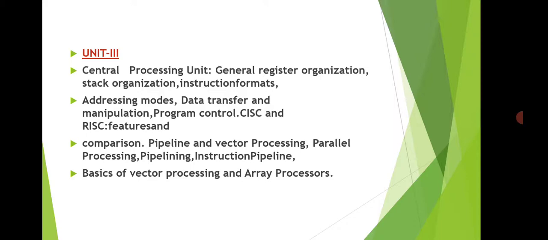So in general, I can divide this third unit into three different parts. One is the general CPU: the basic structure of the CPU, the registers, instruction formats, addressing modes and different instructions. The next is RISC and CISC: their features and a comparison between them. And the last part of our CPU unit is pipelining and vector processing. That we will discuss in depth. So let us start with our first part, which is the CPU.